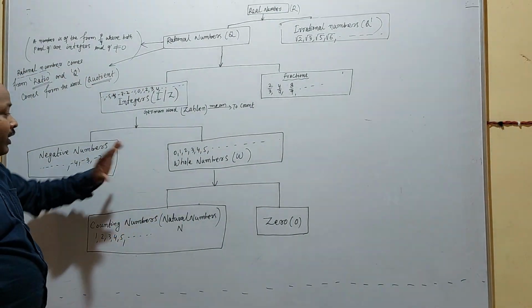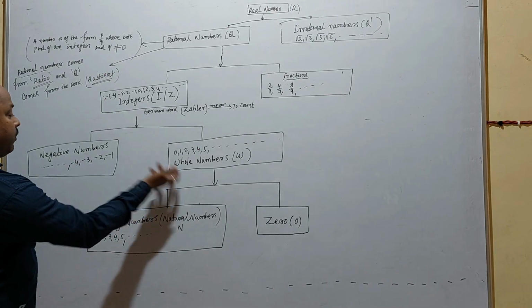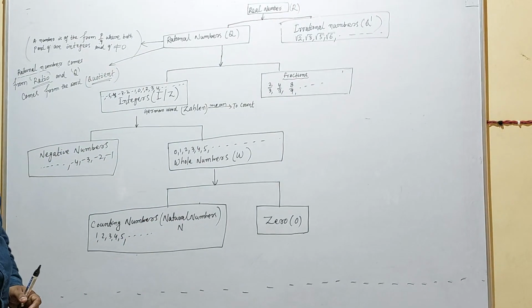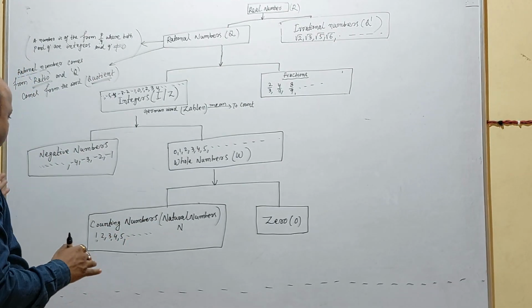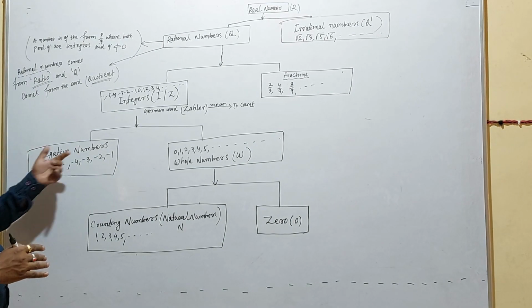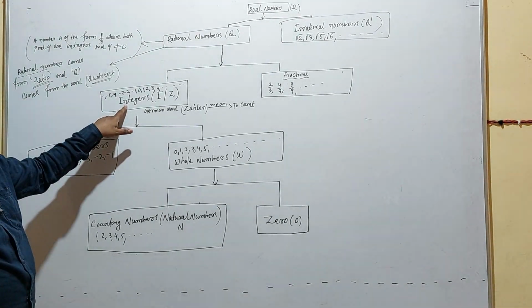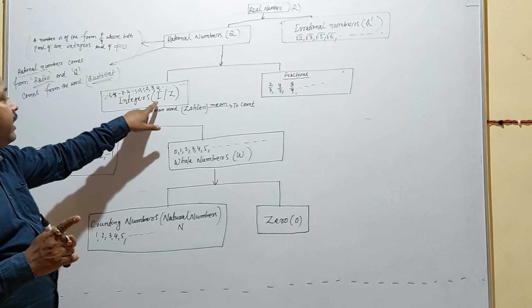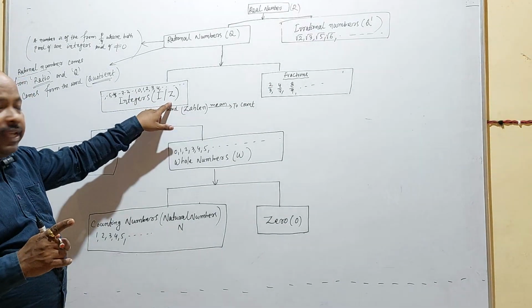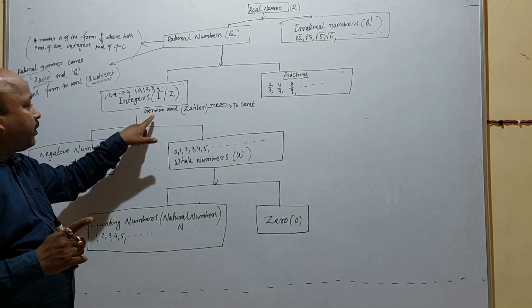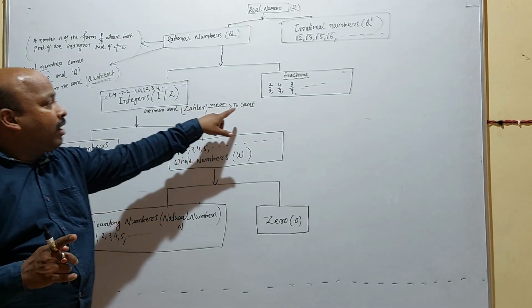Then when we include negative numbers with whole numbers, negative numbers meaning -1, -2, -3, -4 up to infinity, that means and so on, then what do we get? We get integers. Integers are denoted by the symbol I or Z. Z comes from the German word Zählen, meaning to count.